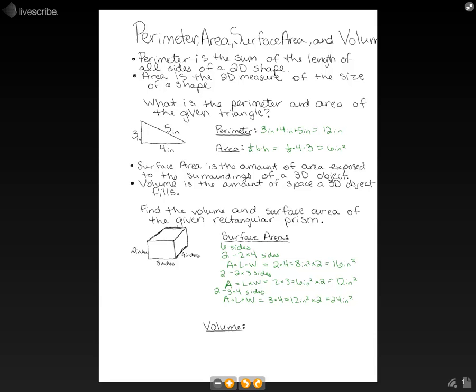Now for our surface area, we just need to add up all of these sides. So we do 16 inches squared plus 12 inches squared plus 24 inches squared. Then we'll get 52 inches squared.